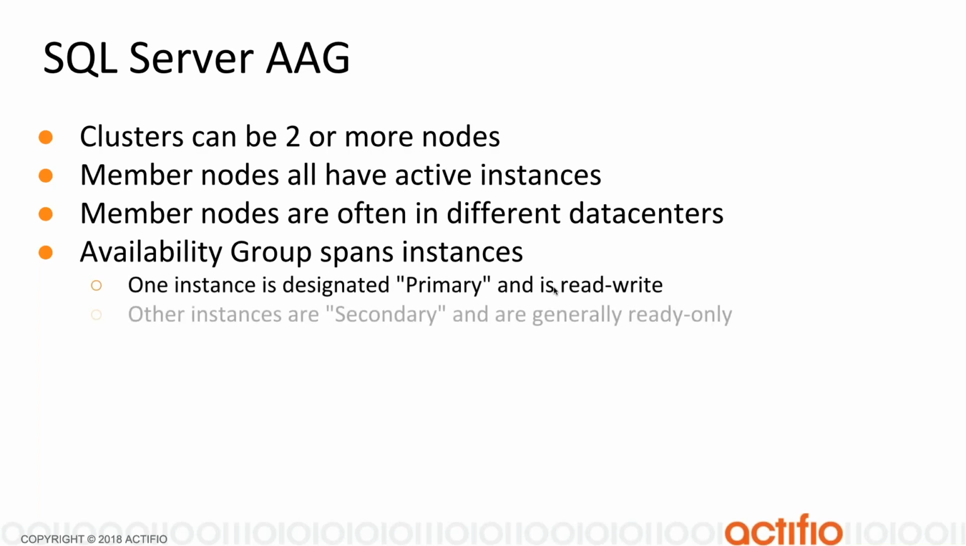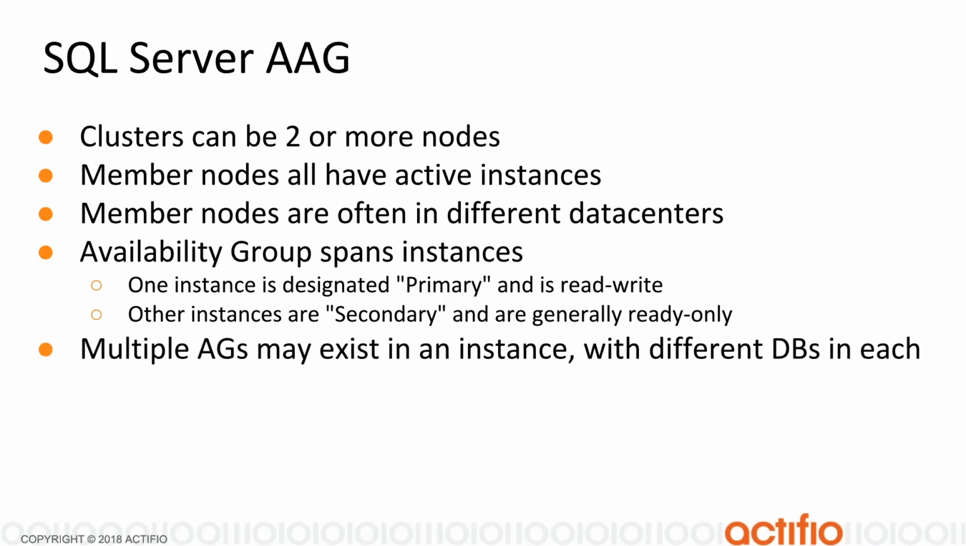One instance in an availability group is designated primary and it's read-write. The other instances are designated secondary and they're generally online but read-only. There are some options where they don't necessarily have to be online, but how I see it deployed, call it 98% of the time, is that they are online. People use those secondaries not just for failover, but sometimes for reporting as well.